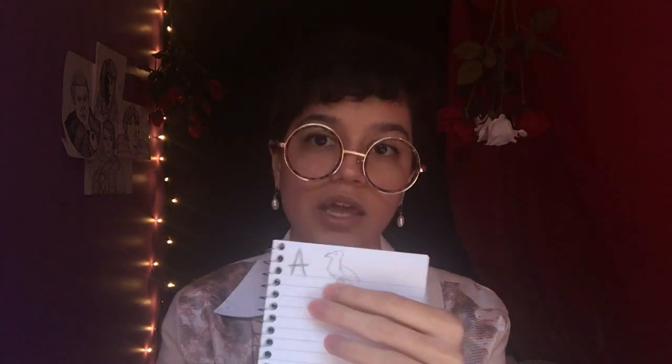There we go. Don't forget the eye. So, this is the vulture, and the letter it represents phonetically. If you were to see this character standing alone, you would know that it would phonetically pronounce the letter A.